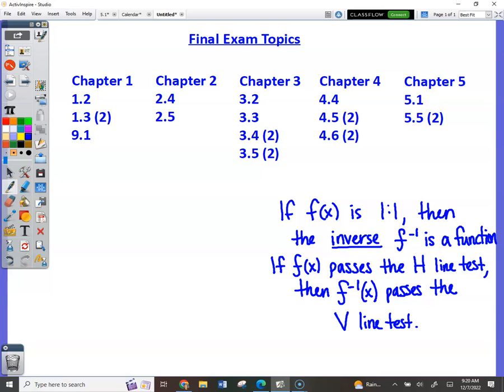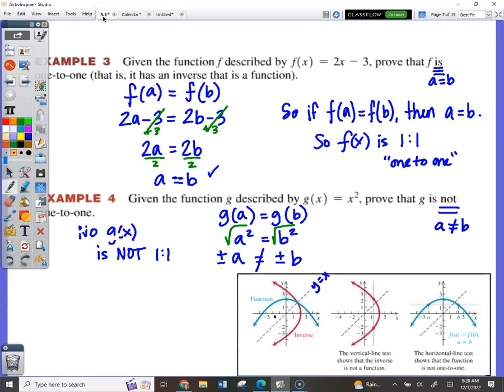Which means the horizontal line test determines if it's 1 to 1. So if the function passes the horizontal line test, that means it's 1 to 1. Okay? Okay, go to the next slide.